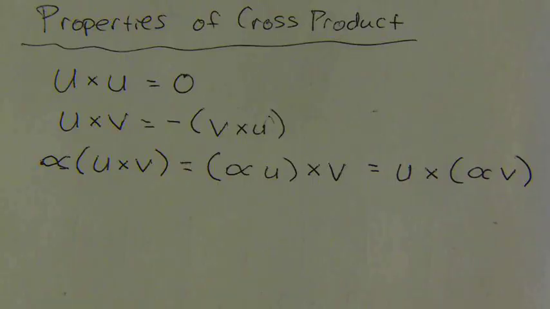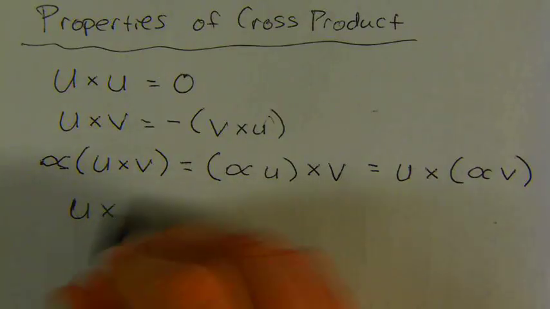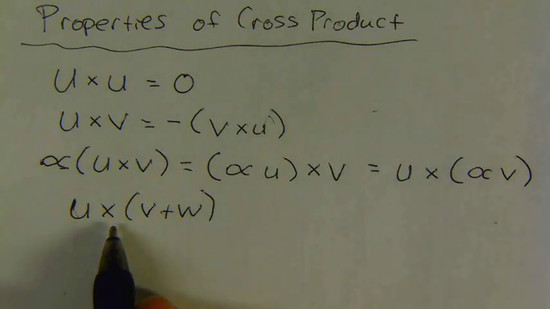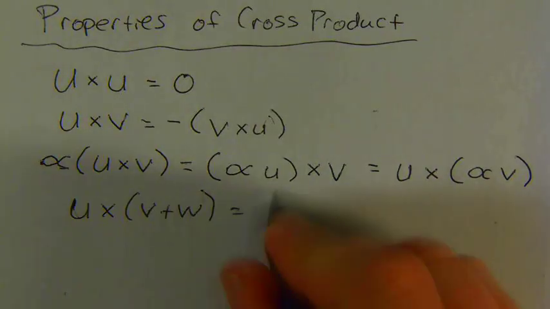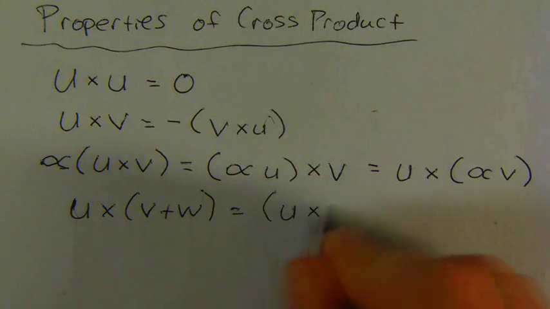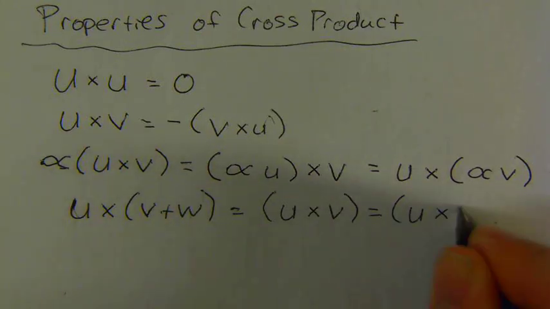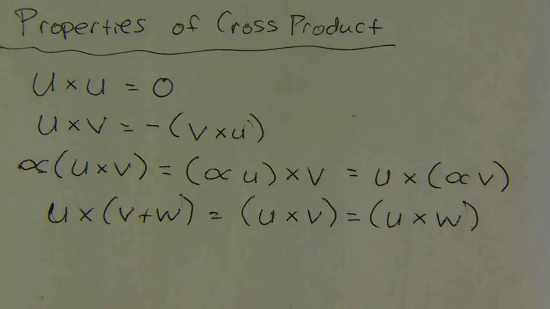Let's see. The old-fashioned distributive property works here. So if you've got the cross product between vector u and the sum of vectors v and w, you could split it up like this. So these properties we're writing down just in case you come across something like these. You could simplify it this way. You can go straight to these properties.